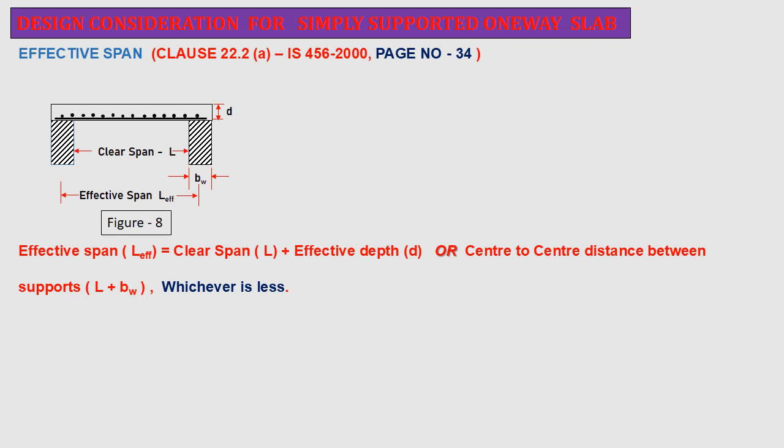So in figure 8 you see the clear span is equal to capital L, the width of the brick wall support is BW and the effective depth is small d. So the effective span will be equal to L plus d, or center to center distance between supports, which is L plus BW by 2 into 2, equal to L plus BW, whichever is less.